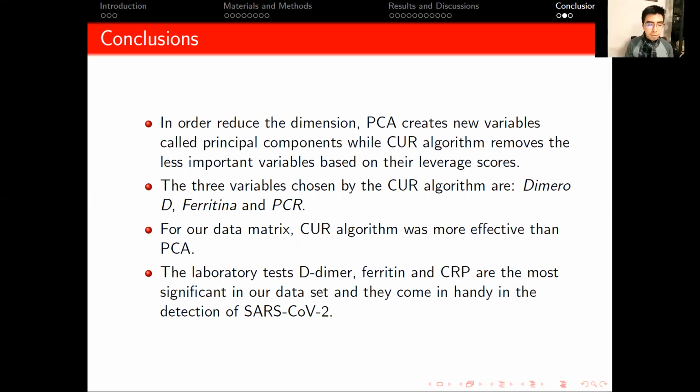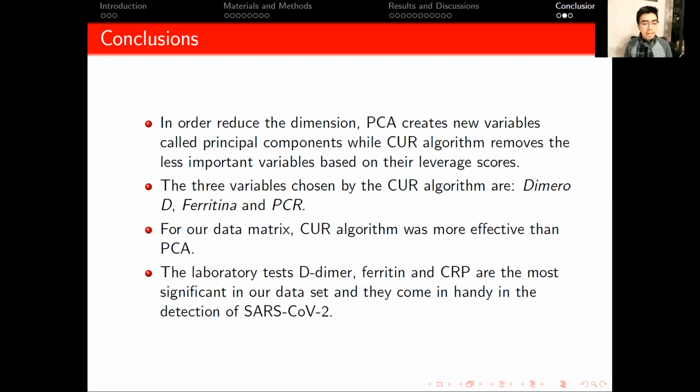After applying PCA to our data matrix, we found out that it's possible to retain three principal components, but they do not give as much information about the variables. Then we ran the CUR algorithm with input parameters C equal K equal 3. Three variables were chosen by the CUR algorithm. These variables are D-dimer, ferritin, and CRP. Furthermore, for our data matrix, CUR retains more variance than PCA. This means that the CUR algorithm was more effective than PCA.